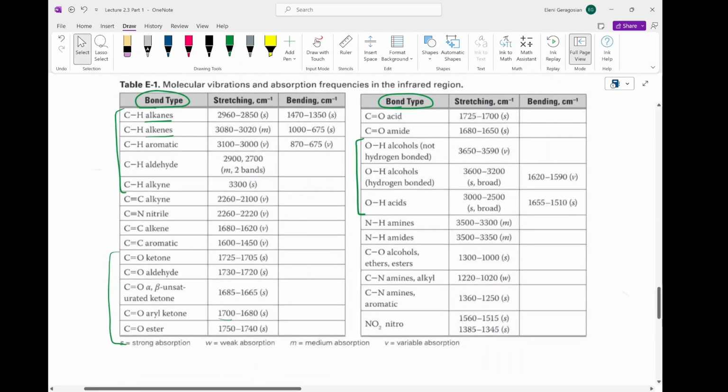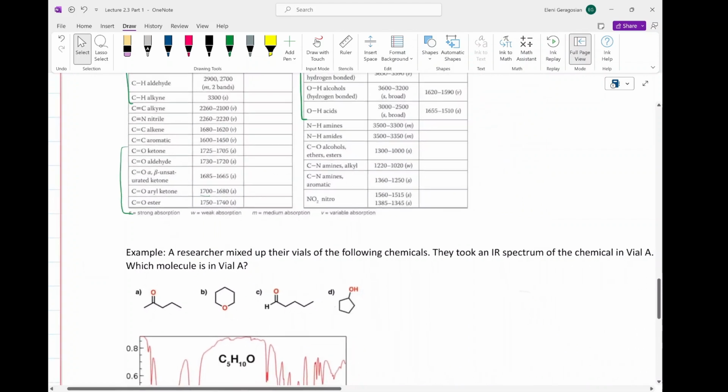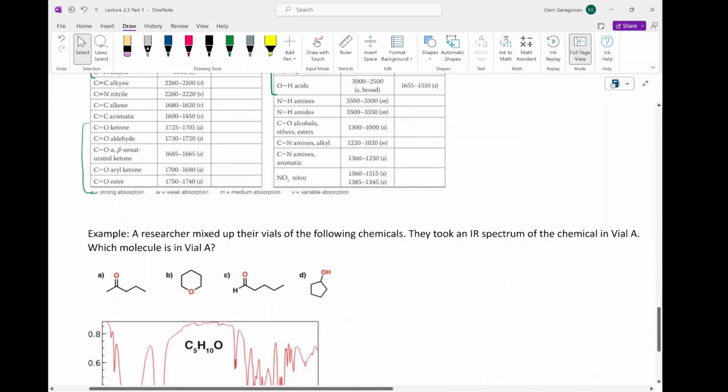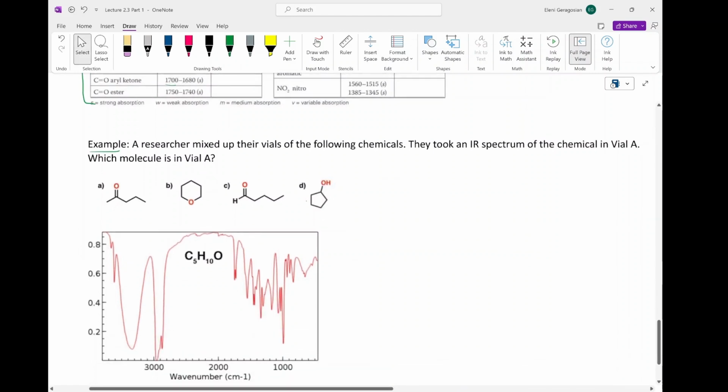So let's put this to practice. Think about an example and how one might use IR spectra. So let's do this example. Let's say a researcher mixed up their vials of all 4 of these chemicals. So they have 4 vials. Each one has one of these chemicals, but the researcher doesn't know what is in which vial. So they take an IR spectrum of vial A, whatever they labeled as A, they don't remember what's in it, but this is the IR spectrum. From the IR spectrum, can we determine what molecule is in vial A?